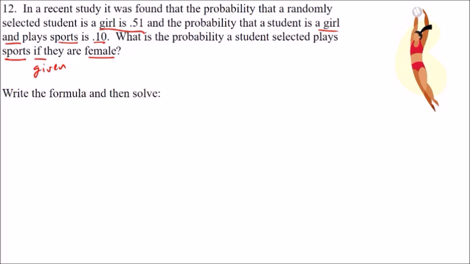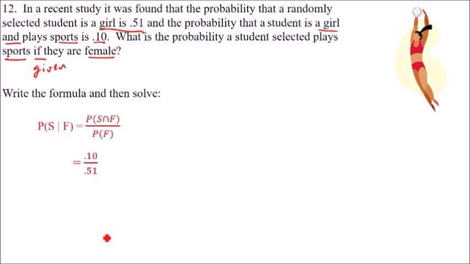So I want to write the formula and solve. So I'm looking at sports given female. So that would be probability of sports given female, and the formula would be, again, I'm going to stick that and sign between them and divide by the second one. So that would be the probability of sports and female divided by the probability of female. Now they give me the information here. The probability of sports and female, that's the girl and plays sports, is 0.10. That's the top part right here. The probability of female down here, a randomly selected student is a girl, is 0.51.